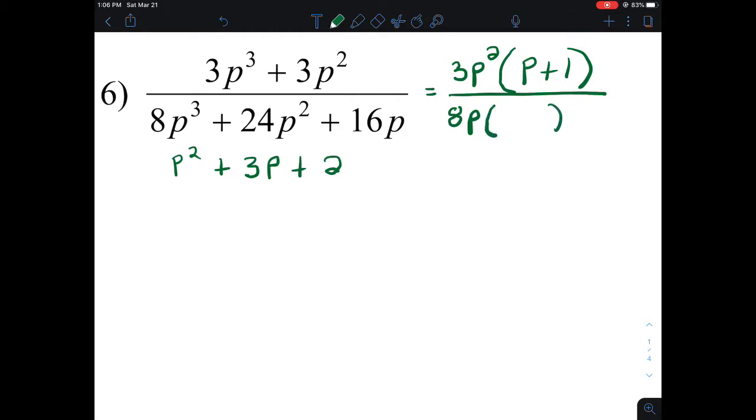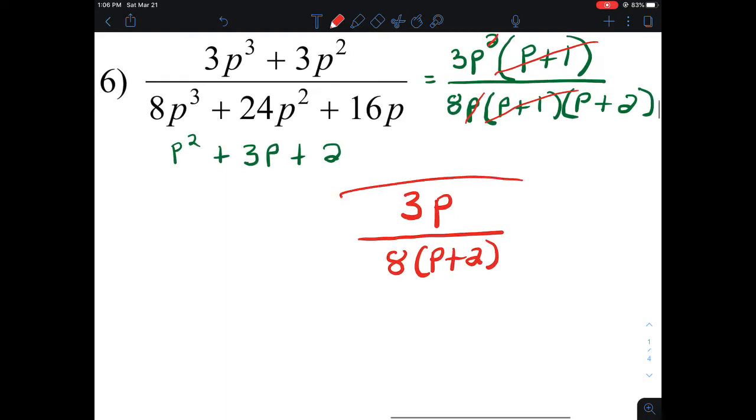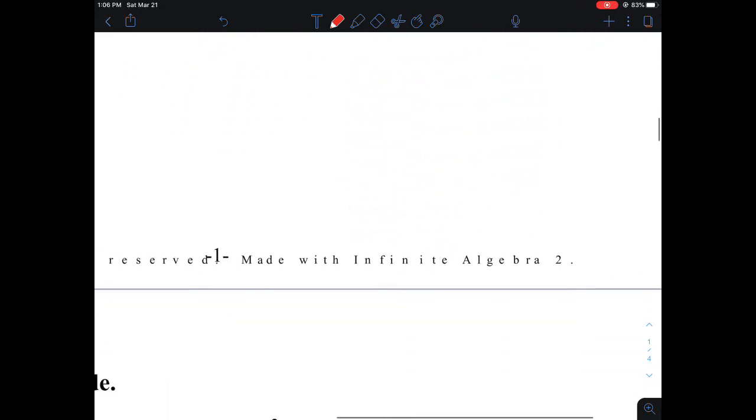So that would make p plus 1 times p plus 2. And I look and say, what can I cancel out here? I have a common factor of p plus 1. They'll cancel. And then I have p squared divided by p, so I can cancel out a p here, and I cancel that 2 out, and that 2 becomes a 1. So my simplified form becomes 3p, that's what's left in the numerator, divided by 8 times p plus 2. I don't have to distribute that 8 back in. I can leave it just like that in factored form. All right, let's go to another one.